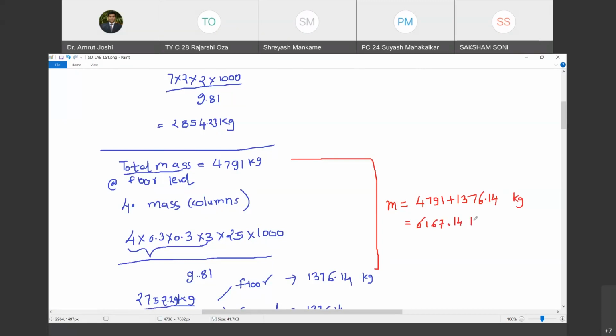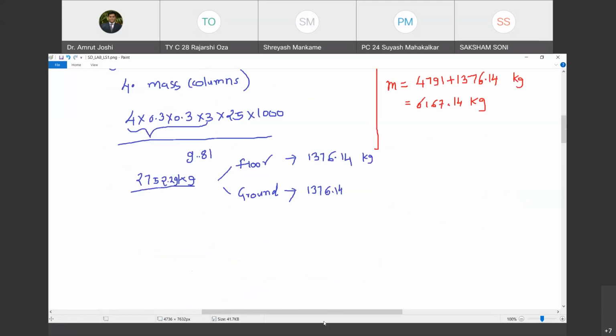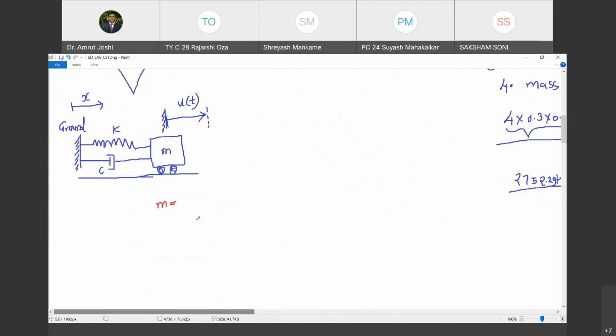6167.14 kg. So we have also found out what is m here. Now the question is, how do we find out k?